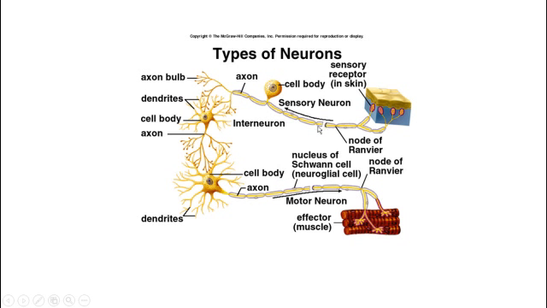You can see the axon's myelinated. Here's our cell body. We're going to finish delivering that. And then the axon bulb is going to articulate with the dendrites of this other neuron and deliver that information.